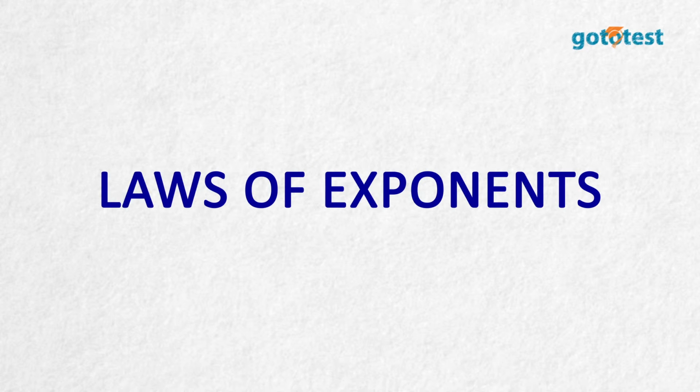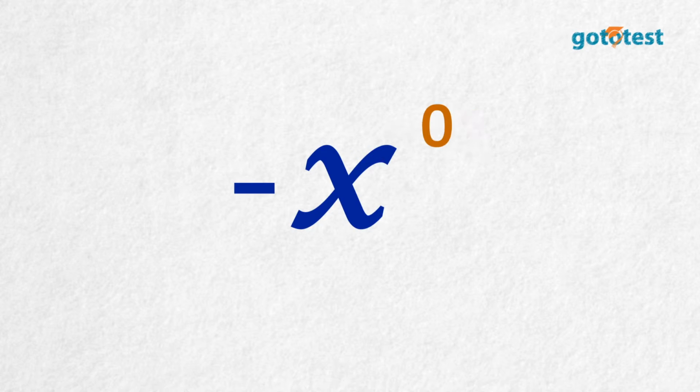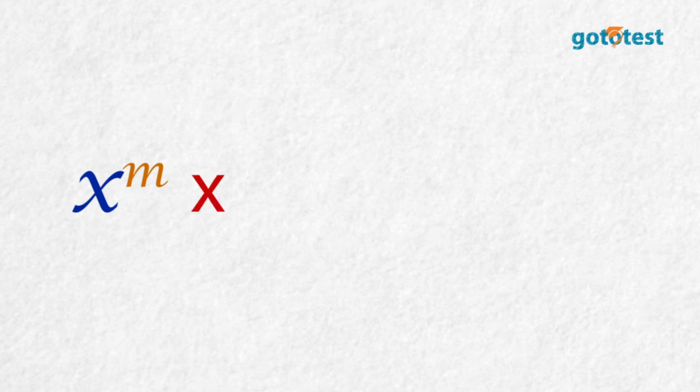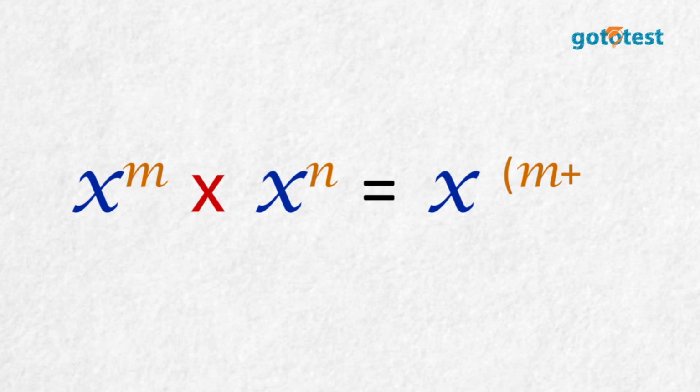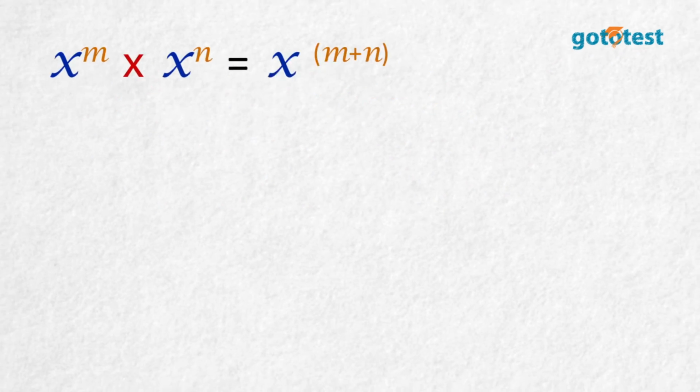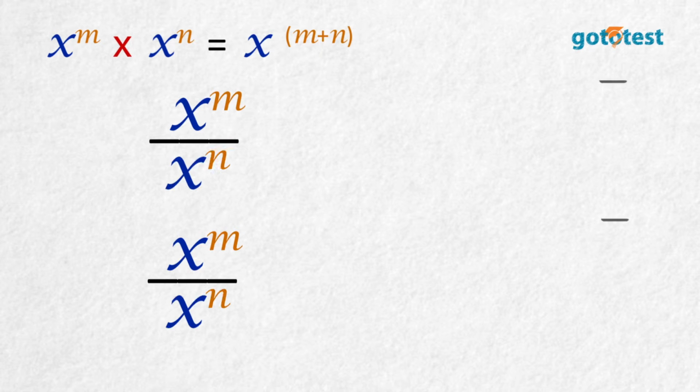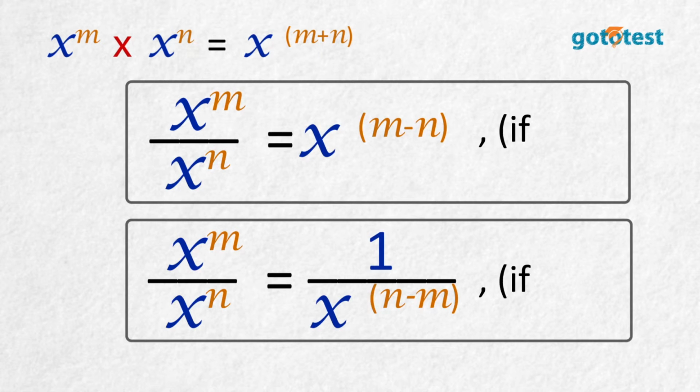These laws apply in all cases, whether the base is positive or negative, or whether the exponent is positive, negative, 0, or a fraction. When two numbers in the exponent form with the same base are multiplied, then simply add their exponents. When two numbers in the exponent form but with the same base are divided, then subtract the exponents.